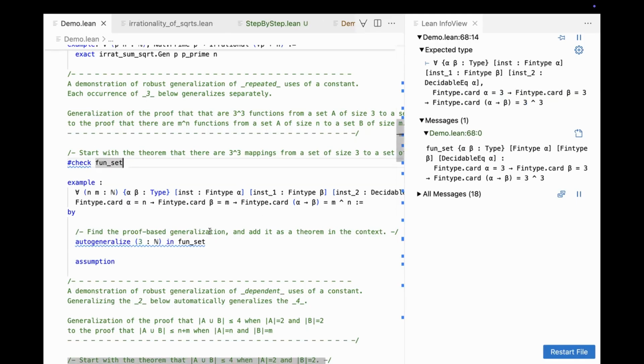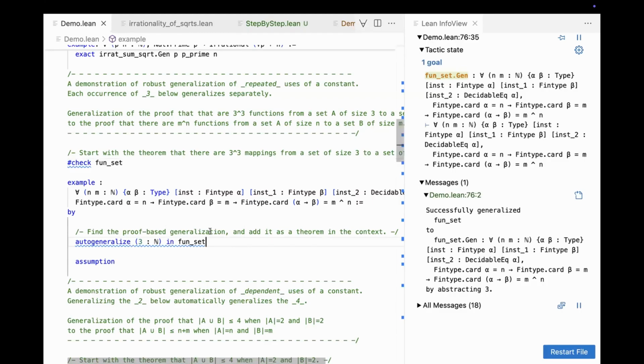So indeed, when we run this auto-generalize tactic, we find that if we have a set of size n and a set of size m, then the number of functions that map from the first to the second has size m to the n. So we not only recognize when constants can be different, but also when they need to be the same for the proof to go through.